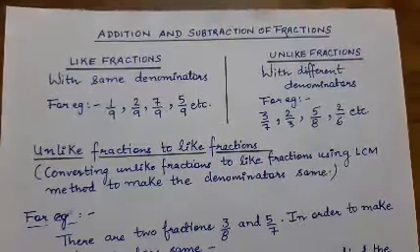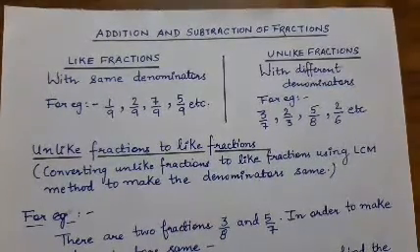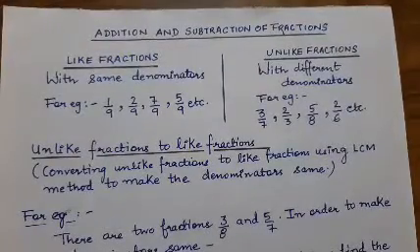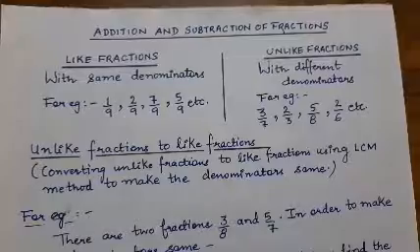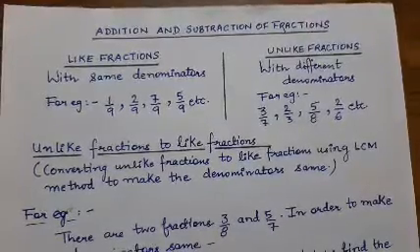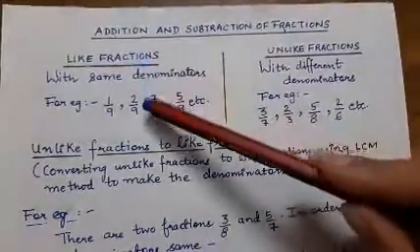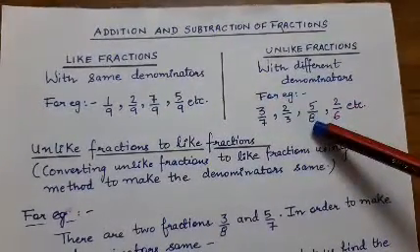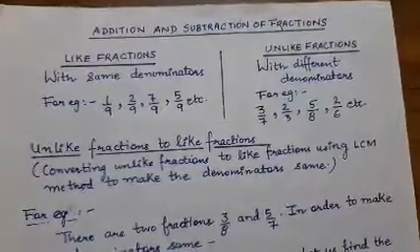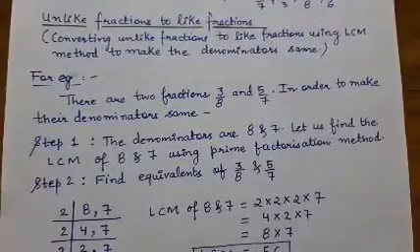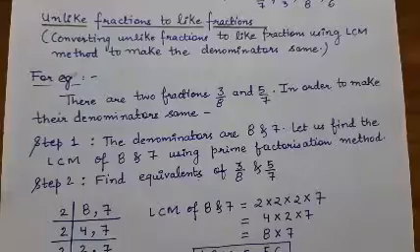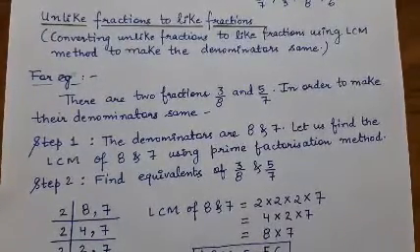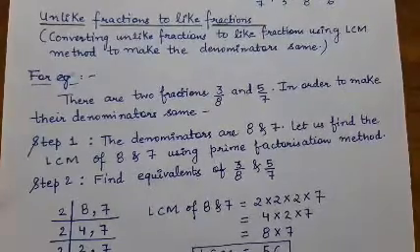Students, today's topic is addition and subtraction of fractions. So, we have studied different types of fractions and I have taken two main categories, like fractions and unlike fractions. As the word suggests, like fractions have all the denominators the same, and in case of unlike fractions, the denominators are different. Whenever you have to convert unlike fractions to like fractions, you need to make the denominator the same using the LCM method.